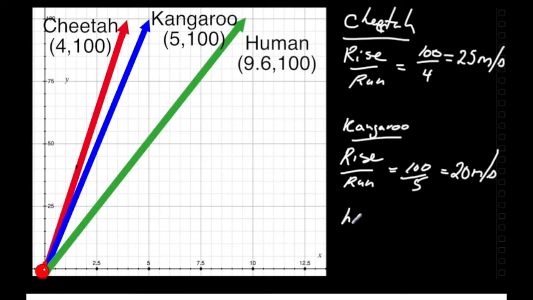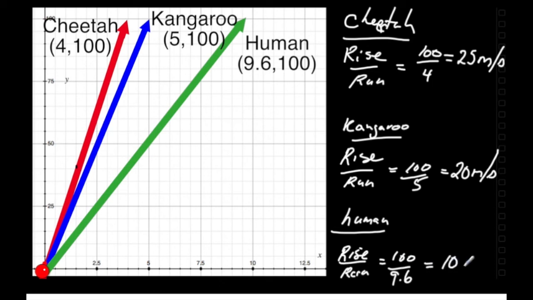Lastly, let's do the human. And the human rises 100 and runs 9.6. He takes 9.6 seconds to run 100 meters. So let's calculate it. Rise divided by run. So we have 100 divided by 9.6, which gives us 10.4 meters per second. Okay, so after calculating this, we see these 3 different speeds.